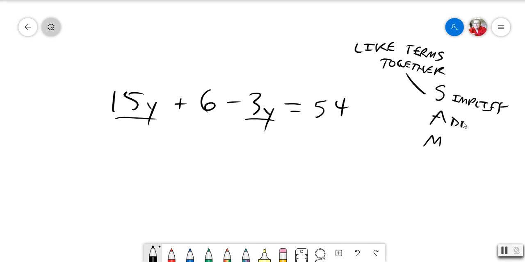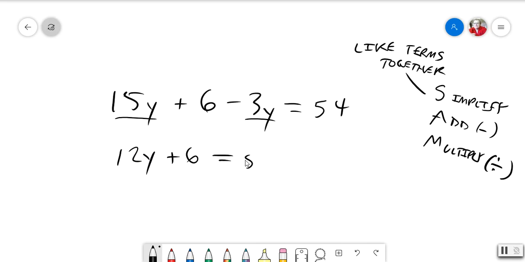Then you do the addition, and that's the same thing as subtraction, because adding a negative number means subtraction. And then multiplication, which is the same thing as division, because multiplying by a fraction is the same thing as division. So S in SAM, 15y minus 3y is 12y. You cannot add your 12y to your 6 because unlike terms, apples and oranges, can't put them together. So I've done my S in SAM.